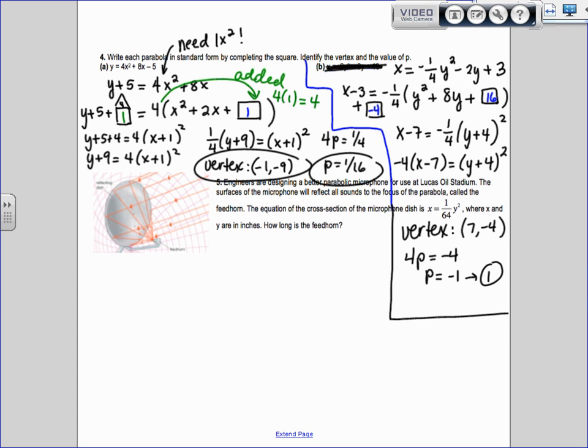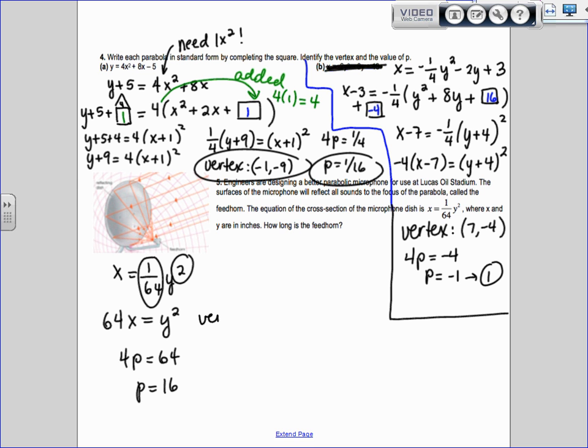Okay? All right, the last one is talking about that parabolic microphone that I talked about. And it says that the equation is x equals 1 over 64 y squared. And x and y are in inches. How long does that microphone piece, the feed horn, have to be? So let's rewrite it. This is not in standard form. Do you guys see? Because the number and the squared are on one side. So I'm going to multiply by 64. So I get 64 times x equals y squared. So my 4p is equal to 64. P is equal to 16 then.